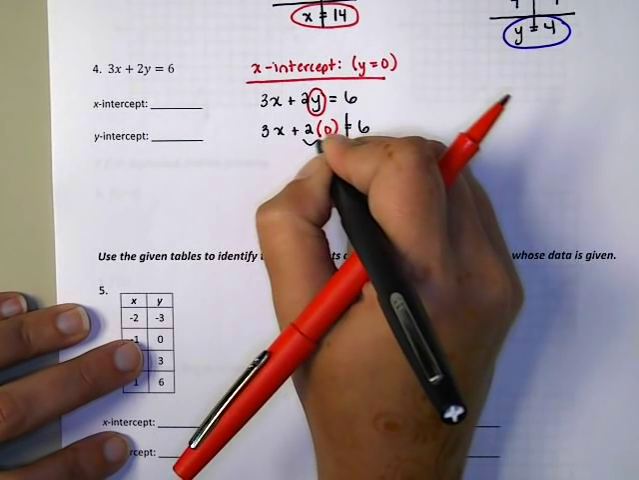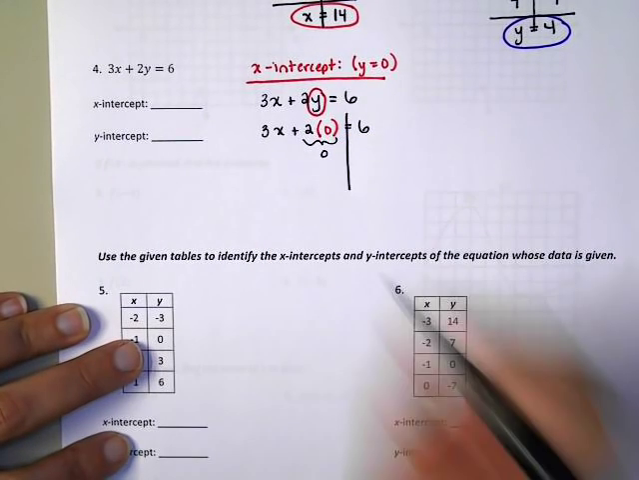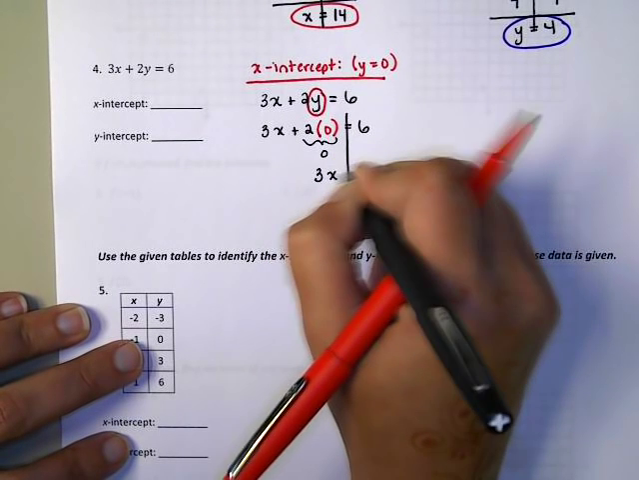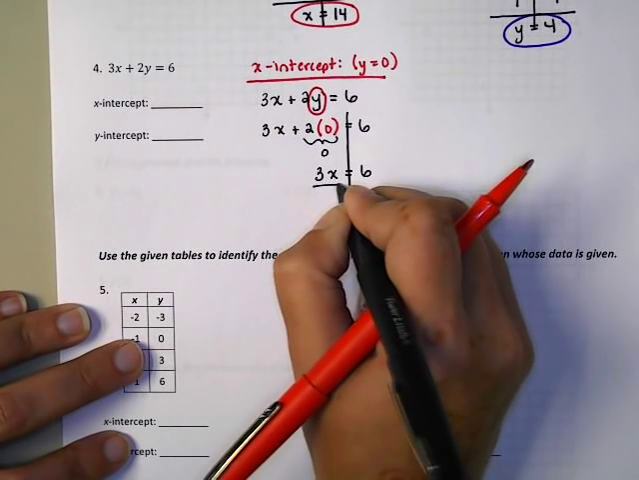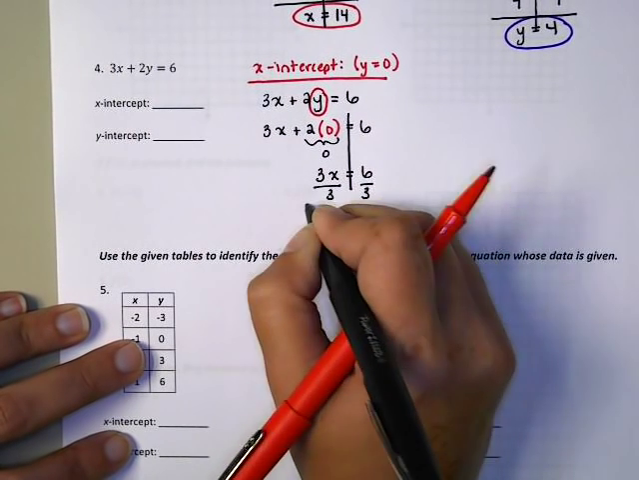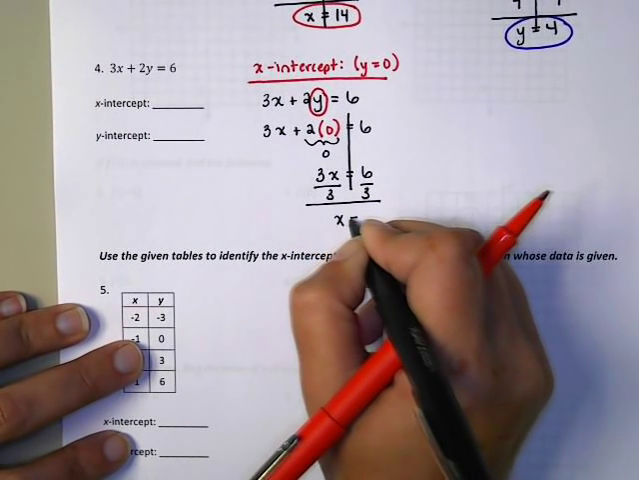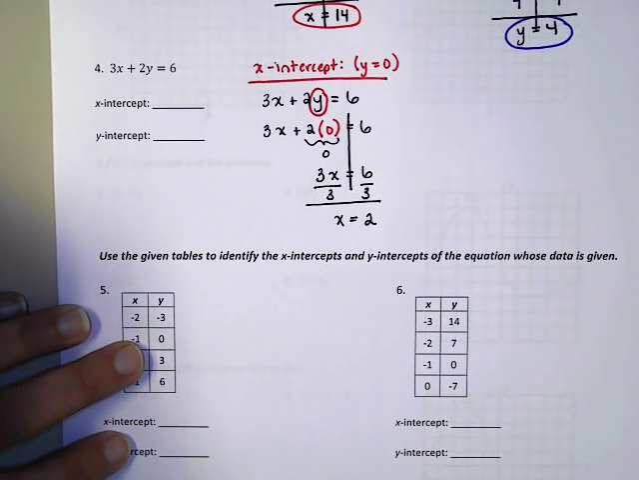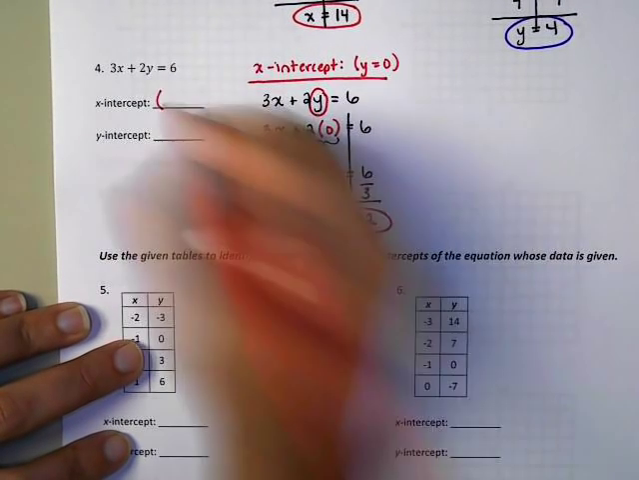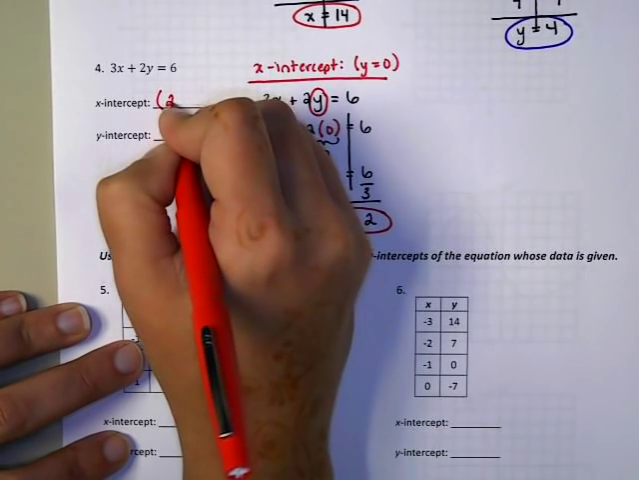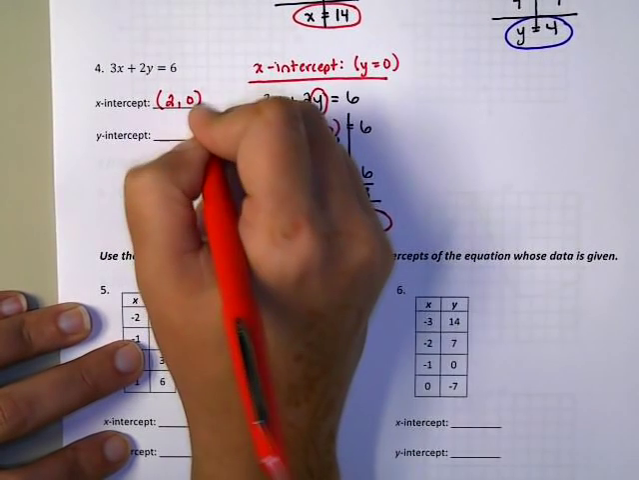Now 2 times 0 is just 0. So I would just have 3x equals 6, and I know how to solve that. I would just divide by 3 on both sides, and I would get 2. Now to write my ordered pair, in my ordered pair the x would be 2 and the y would be 0.